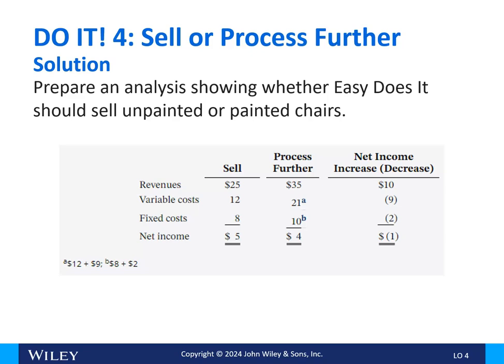So if we sell the unpainted, we get $25 per chair. Our costs are 12 variable, 8 fixed, so we have $5 net income. If we process further, revenues go up $10 per chair. Variable costs increase $9 to $21. Fixed costs increase $2 to $10. So our net income is only $4, which is $1 less than the sell. So we should sell the unpainted and not process further in this example.